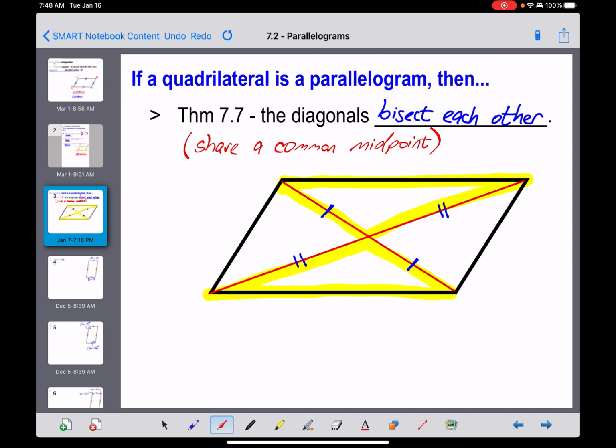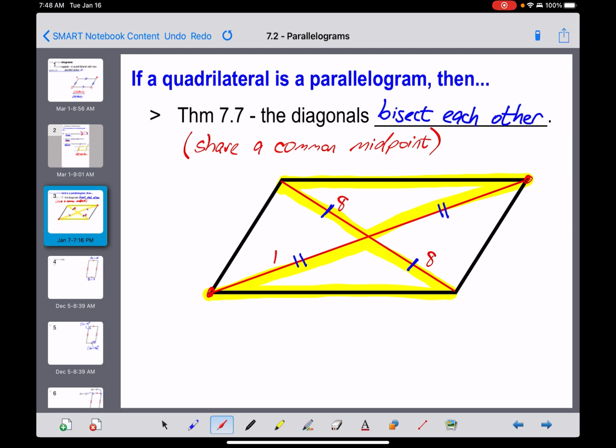Now, to be really clear, that does not mean that the four pieces that I have marked there with blue tick marks are all the same. But if I were to just make up a number and tell you that this piece right here had a length of 8, that would mean that this piece in the bottom right would need to be 8 as well. It does not mean that the other two pieces of the longer diagonal, the one that goes from here to here, need to be 8.